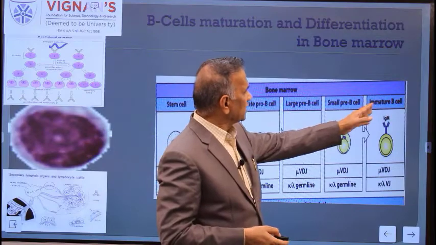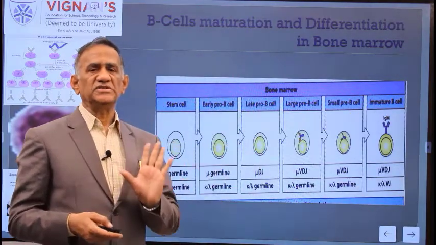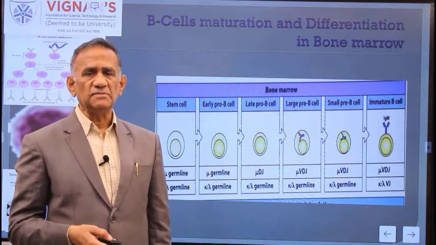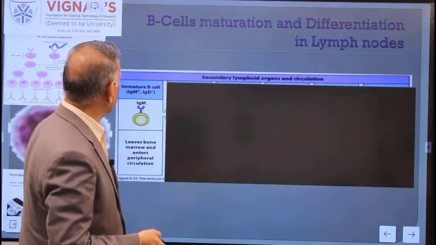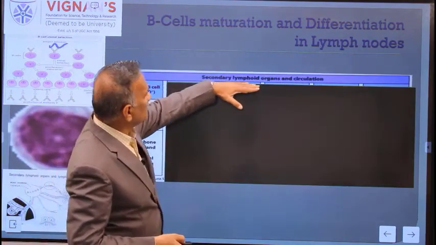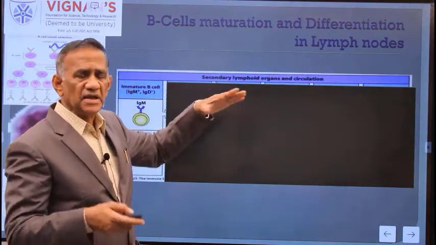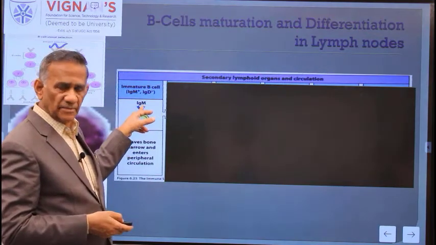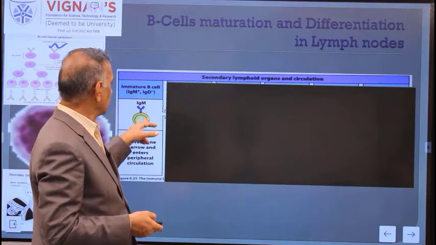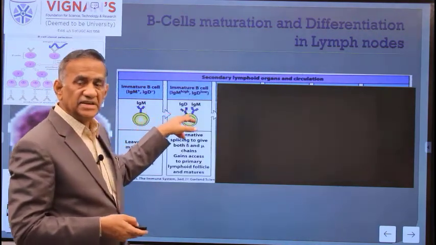So ultimately, in the immature B cell, IgM is expressed on the B cell. Now let's see what happens in the secondary lymphoid organs. Secondary lymphoid organs means the lymph glands. In the lymph glands, to begin with, it is having IgM. Later, IgD is being added.